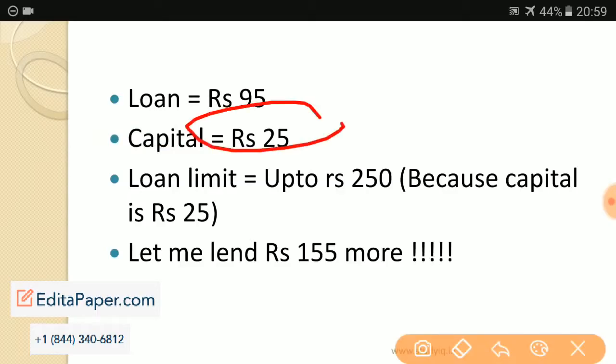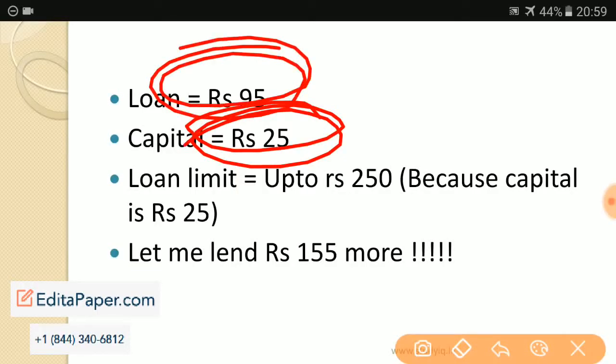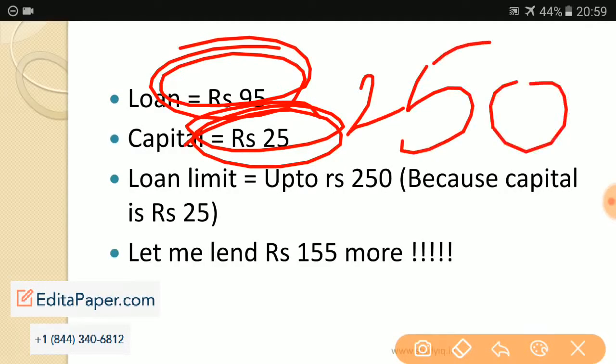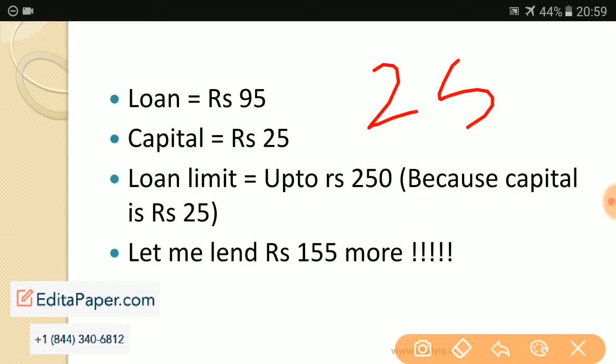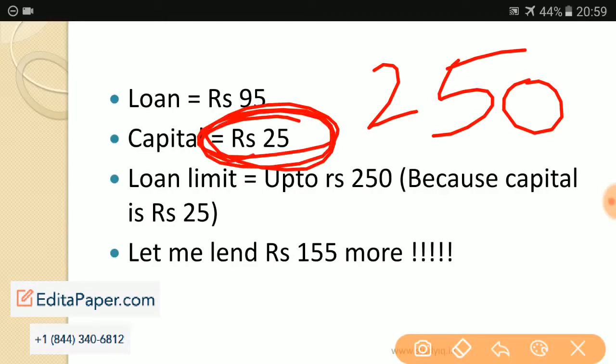It means that even though your current loan value stands at 95 rupees, you can give out loans up to 250 rupees. If you are able to give loans up to 250 rupees, then also your capital base would be 25 rupees and you would have a capital ratio of 10%. That is perfectly in synchronization with the Basel 3 norms.